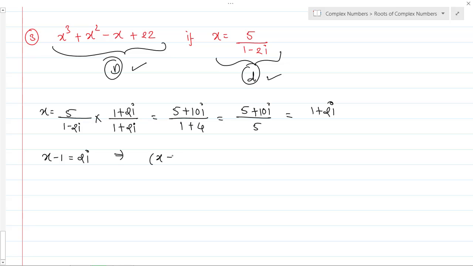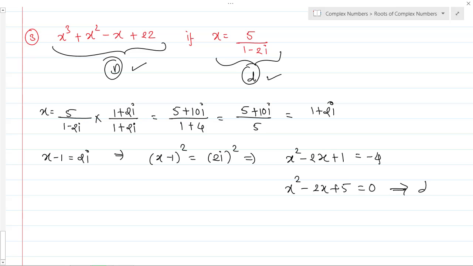Let's take the square on both sides. I will have x minus 1 whole square equal to 2i square, which is x square minus 2x plus 1 equal to minus 4. So I will have x square minus 2x, and this minus 4 comes here and becomes plus, so it is equal to 5, it is equal to 0. This becomes my divisor. Now let's take this divisor and this dividend and do our traditional division.